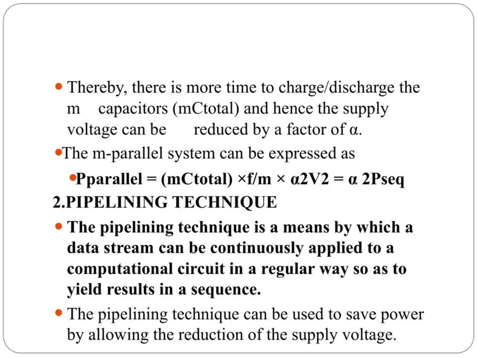Moving on to pipelining, it's a technique where data flows continuously through a circuit in a steady, ordered fashion, which lets us generate results in sequence without interruption. Importantly, pipelining helps save power because it permits us to lower the supply voltage while maintaining performance. So, both these methods, parallelism and pipelining, play a key role in reducing power consumption effectively.